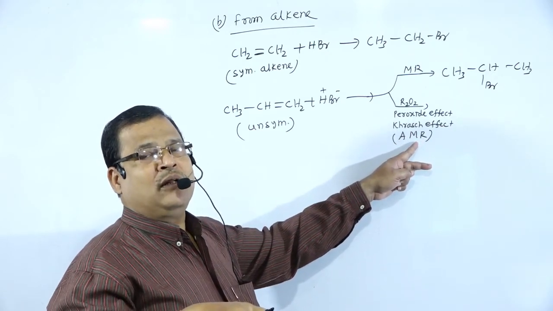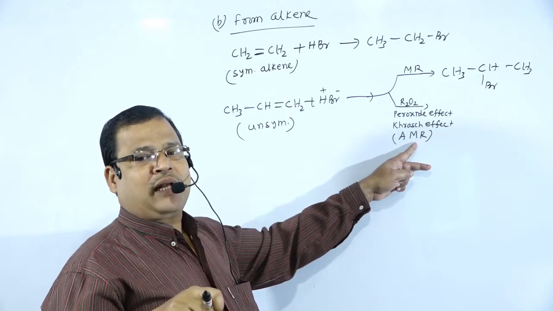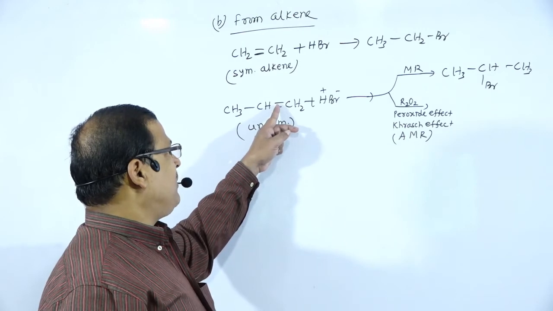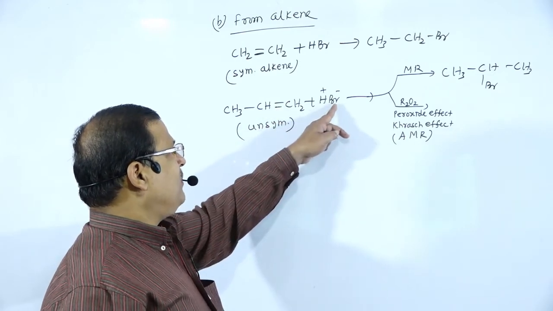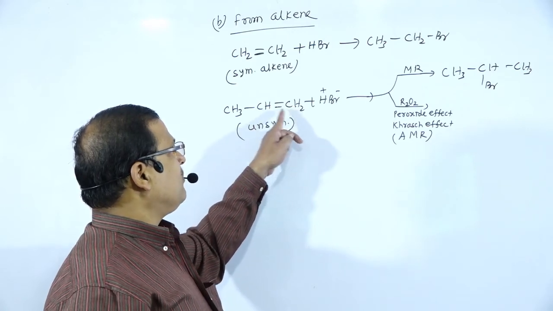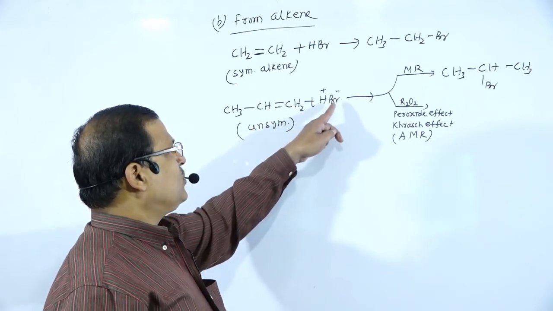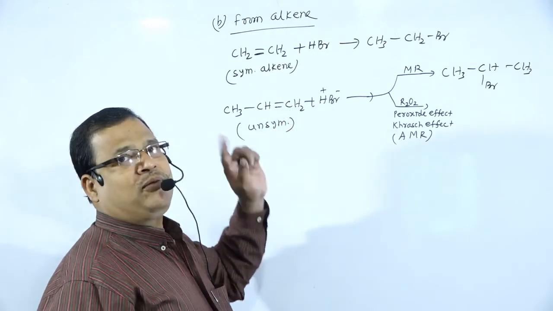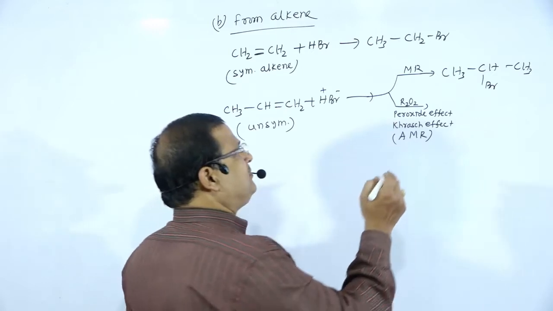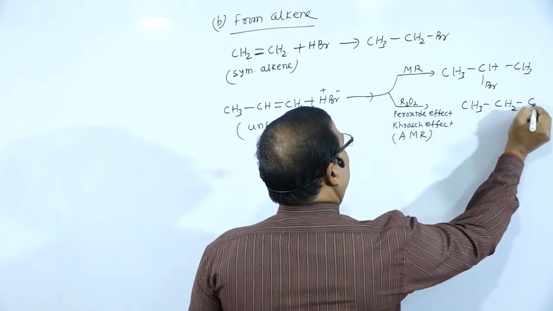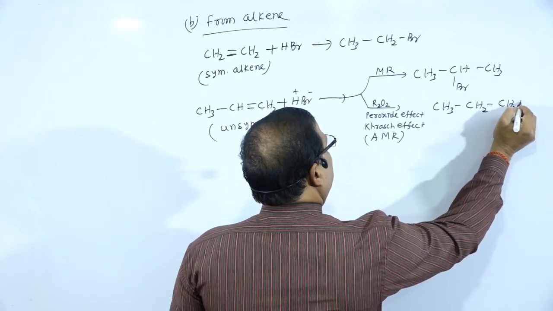What will that rule be? The negative part will be added to that carbon atom which contains more number of hydrogen atoms. This bond will break. One hydrogen atom, two hydrogen atoms. So the negative part will be added to the carbon atom which contains more hydrogen atoms. Then what will the product be? CH3-CH2-CH2-Br.